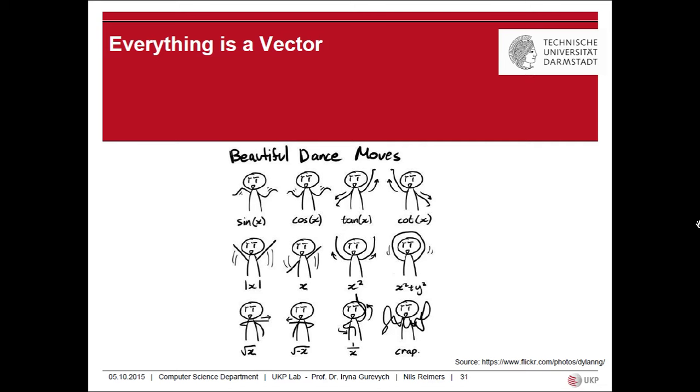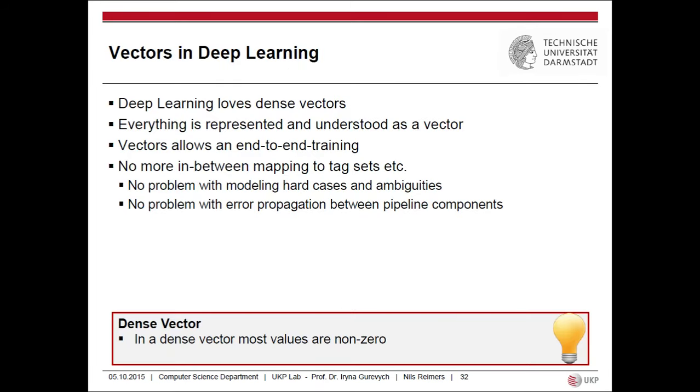Okay, now we come to the last chapter. In deep learning, everything is a vector. Vectors are really, really popular, and everything is presented as a dense vector. A dense vector is a vector where most or all values are non-zero. Everything is represented and understood as vectors, which is really nice because it allows end-to-end training.